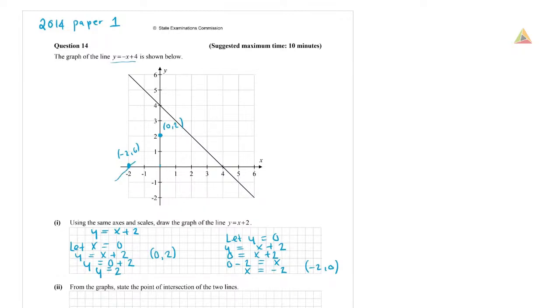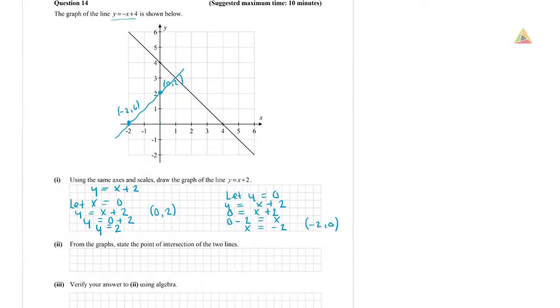Now, sorry, this isn't doing it very well because I'm drawing on a screen, but you get your line and you draw a straight line straight through the 2 points. Now, next, from the graphs, state the point of intersection of the 2 lines. So, where do they intersect?